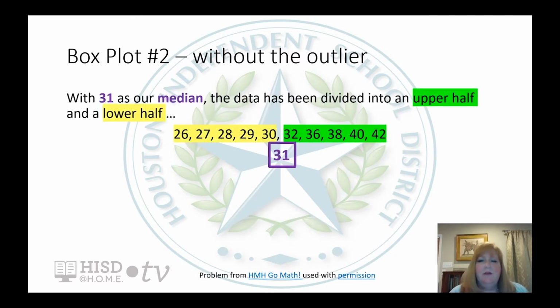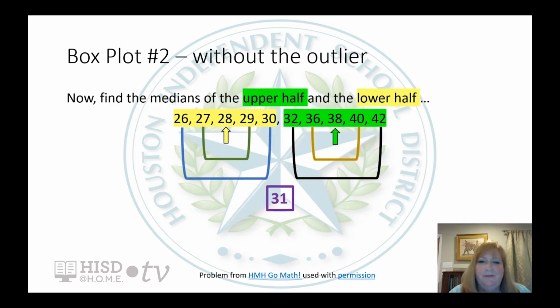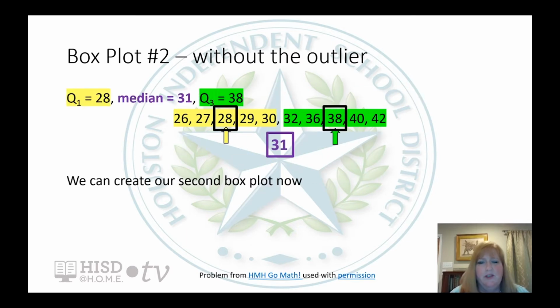We have our median, and remember, that divides it into an upper half and a lower half. And do you remember what we do with those halves of data? That's right. We find the medians for each of those halves. So again, using the partner numbers, working my way to the inside, I find that 28 is Q1 and 38 is Q3. So I have my information. 28, 31, 38. Kind of sounds like a football play, doesn't it? And we're going to use those numbers to create our second box plot now.